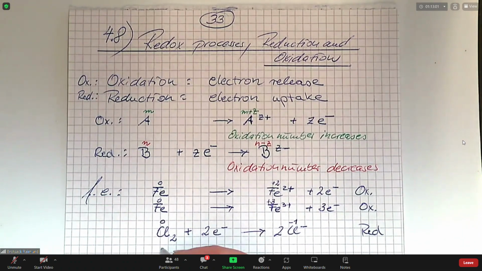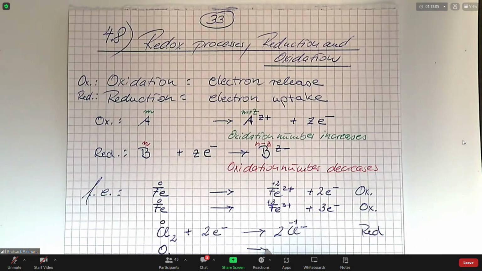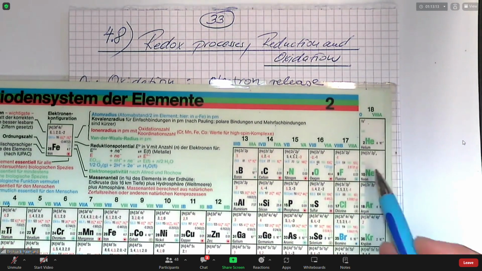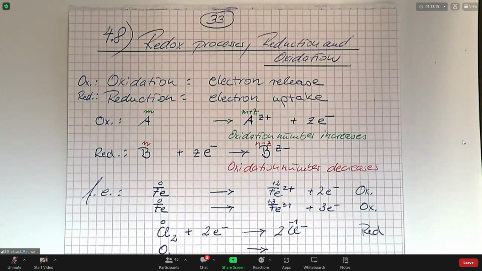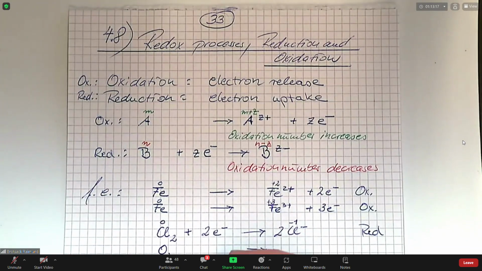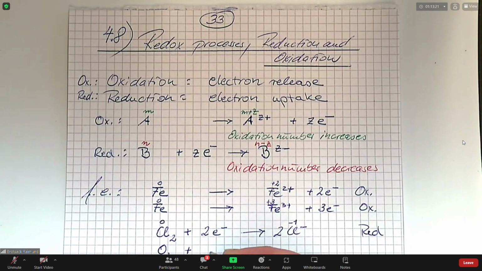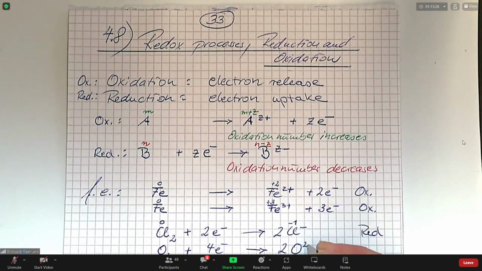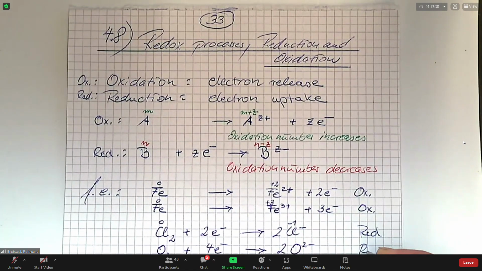For the oxygen, O2, what are you expecting? How many electrons will oxygen gain? 2. So the oxygen takes up 4 because we have 2 atoms in the molecule. So 4 electrons and 2 O2 minus. It's a reduction.